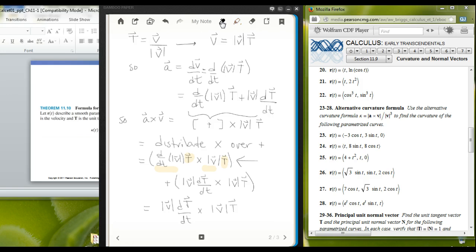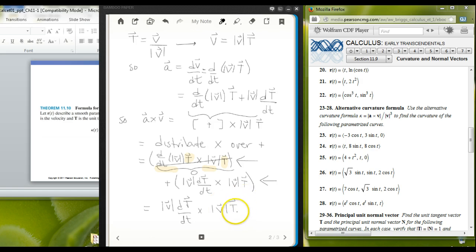Okay, so when we cross a vector with itself, we're going to get the number 0 because the angle that separates them is 0, and in the cross product we use sine, right? And sine of 0 is 0, okay? So this part right here is actually a big 0. So that all vanishes away. That's all gone, right? But all we have left then is this remaining second part of this addition, right? So that's why we end up getting just this magnitude of v dT/dt cross magnitude v T.